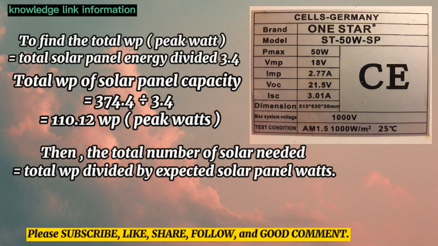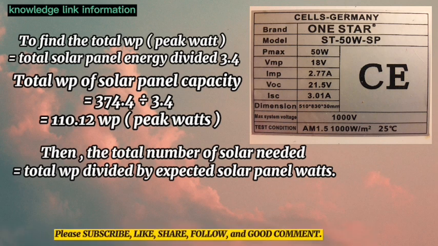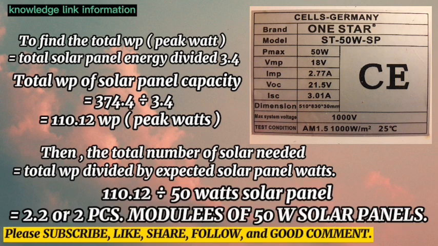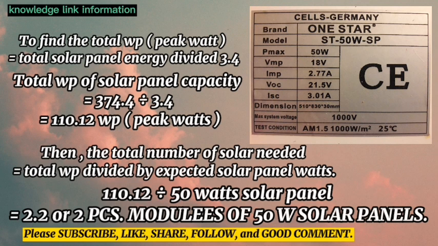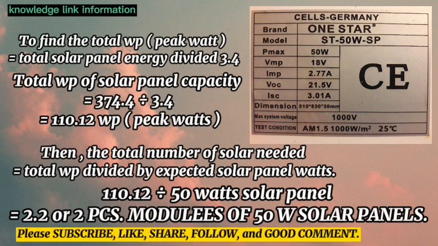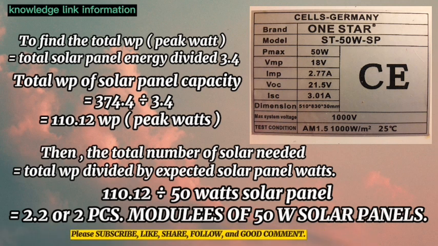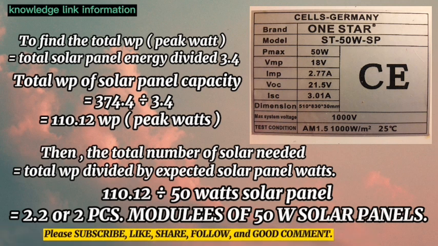Then, the total number of solar panels needed is the total peak watt divided by the expected solar panel watts. 110.12 divided by 50 watt solar panel is 2.2, or 2 pieces of 50 watt solar panel modules.